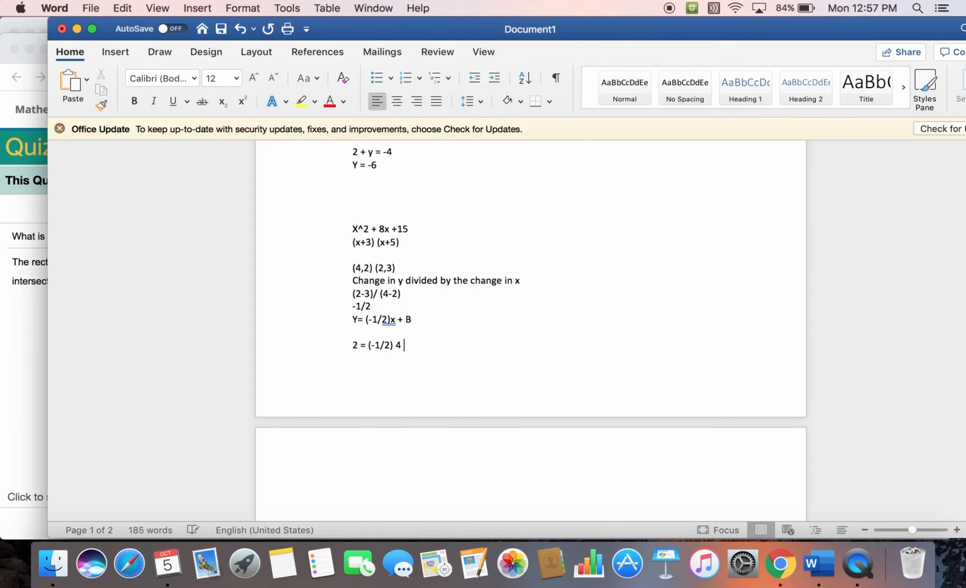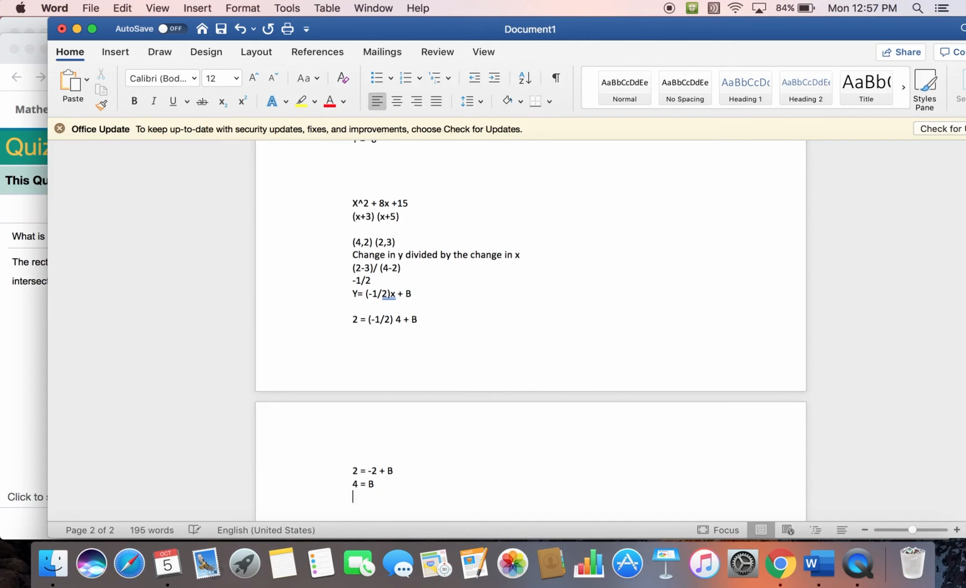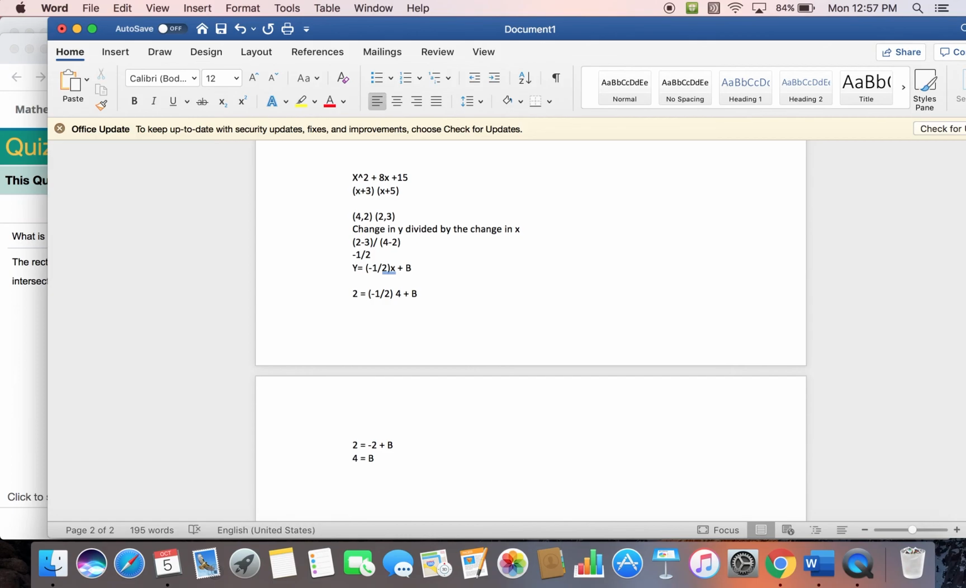So I put 2 equals negative 1/2 times 4 plus b. So negative 1/2 times 4 is negative 2, right? When I actually do that multiplication, I have to add 2 since I have negative 2. So 2 equals negative 2 plus b. I add 2 to both sides to get 4 equals b. So my equation for the line is y equals negative 1/2 x plus 4. And this is always going to be the equation.